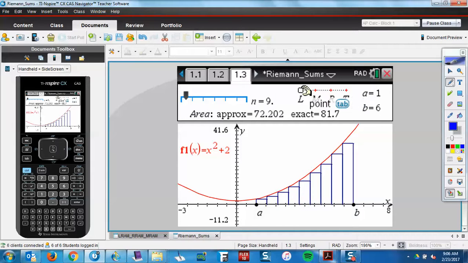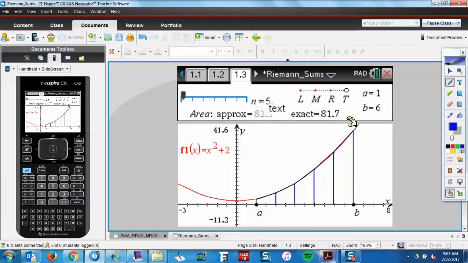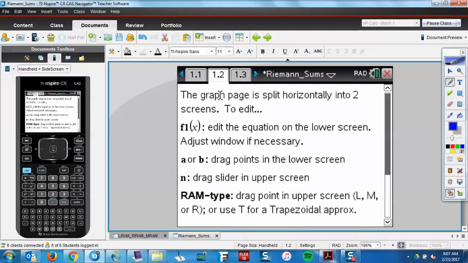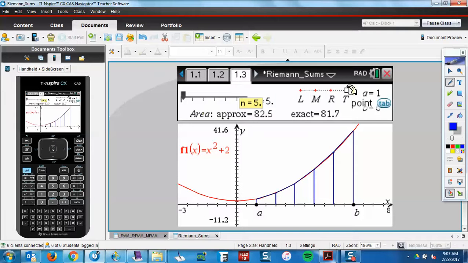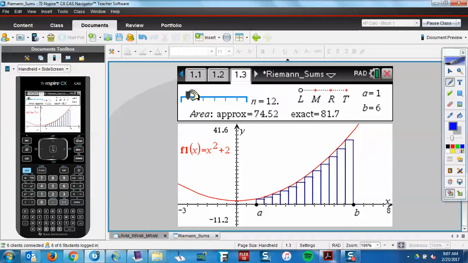And if I'd rather do midpoint, I can just grab this guy and go over here and do midpoint. Okay, and I can grab that and come over here and do right. And I can come over here and do trapezoid. Then I can slide this and see how many I got. It gives me the approximation. So, okay, that's basically it for that one. But it's just a way for you to visualize what these different things look like. It's just a tool for you to use to look at those rectangles. All right, so you've got those two things.